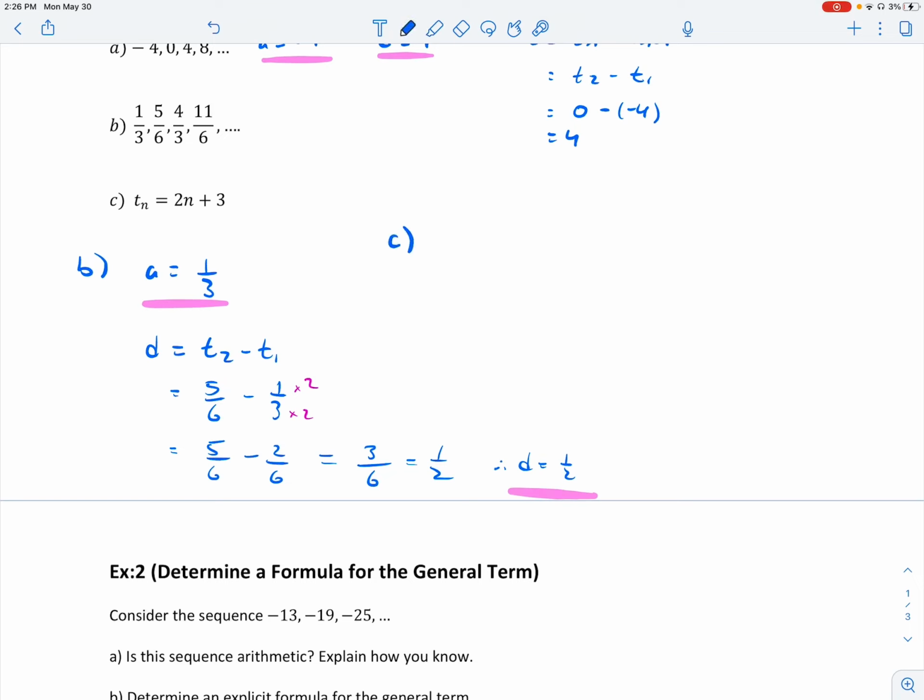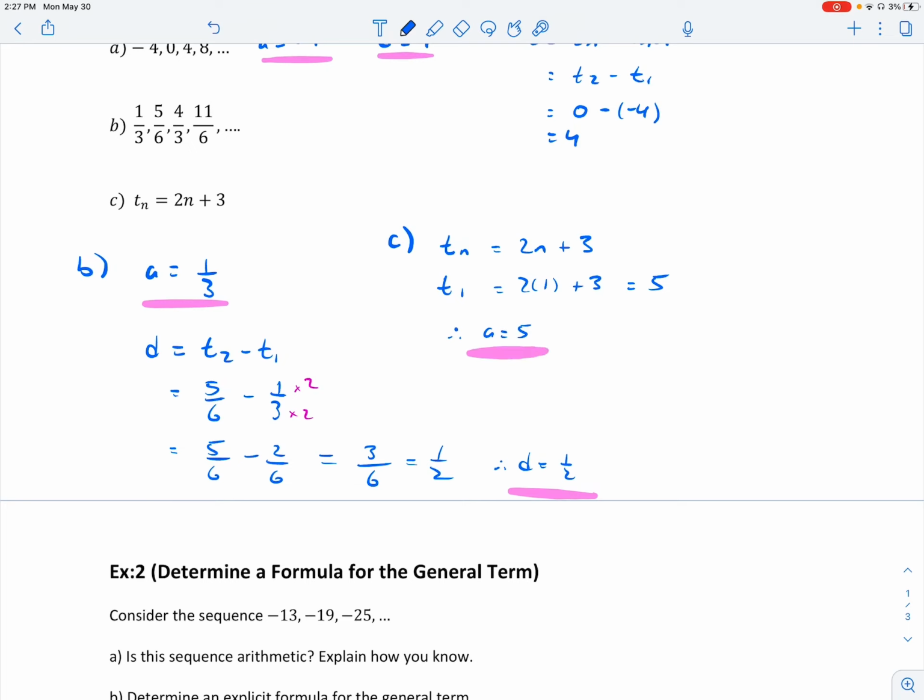And our last one. Here we have the equation t n equals 2n plus 3. What would be the first term? Let's calculate it. I'm going to write out the explicit formula first. We'll plug in 1 for n. So that's 2 plus 3, that's 5. Therefore, a equals 5. We can highlight that.